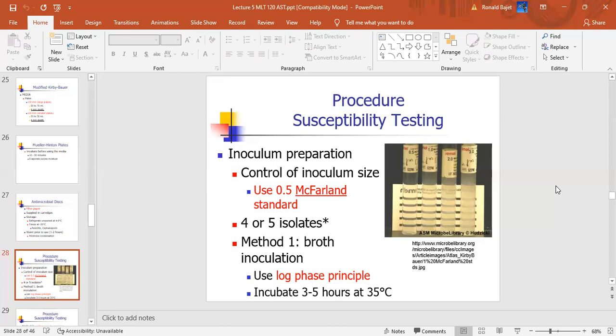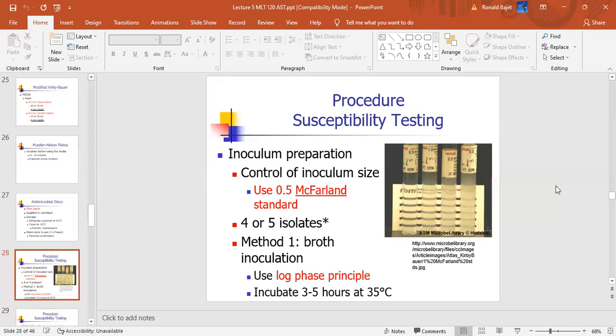So the organism is in log phase, meaning that it's actively growing. That's optimal. You want organism that's actively growing, and it'll take 3 to 5 hours at 35 degrees. So when you're on the bench and you decide you want to use organism that's in log phase, you take some TSB, a couple of colonies, put it in your 37 degree heat block, and let it cook. After 3 to 5 hours, you're pretty much in log phase. The organism is going to be actively growing.